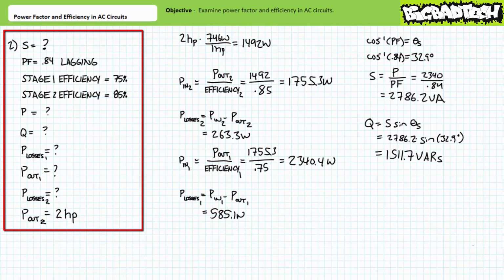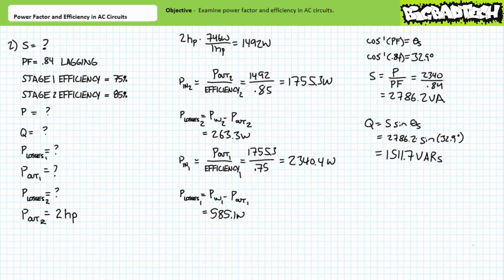We're being asked to solve for the apparent power, the real power, the reactive power, the losses in stage 1, the usable power output of stage 1, which coincidentally is the power input to stage 2, and finally the losses in stage 2. This is essentially the same problem as previously, only it uses 2 stages and it's being done in reverse. First, we need to do a unit conversion. 2 horsepower is equivalent to 1,492 watts.